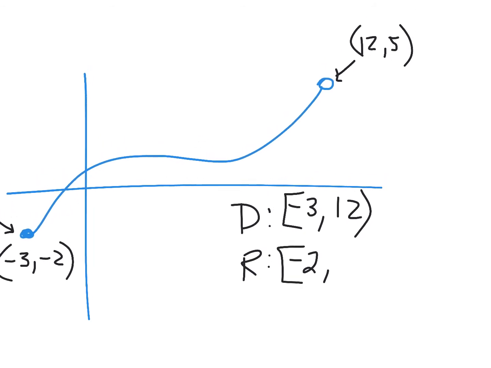2, 5. And parenthesis or bracket? Parenthesis. Raise your hand if you had that one right. Okay, cool. You getting domain and range?